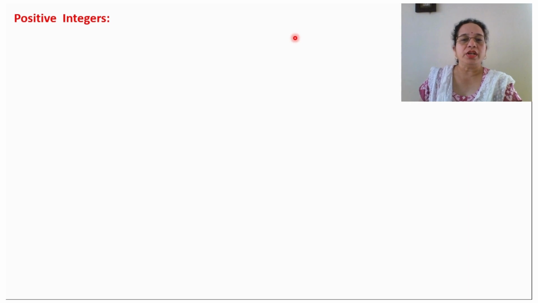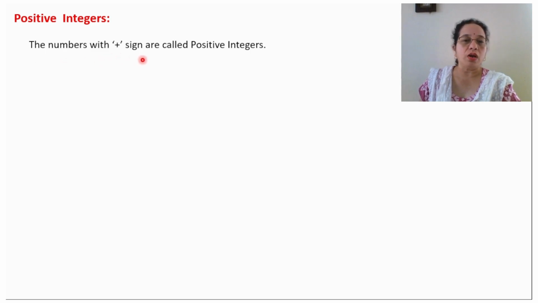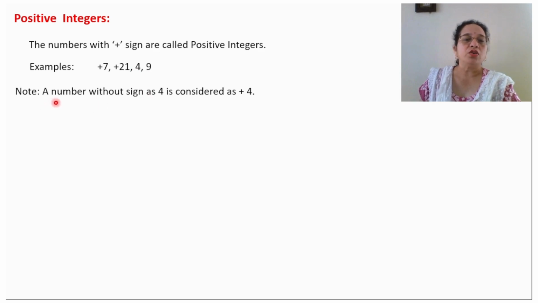Now, what is a positive integer? Just now I used the words positive integer and negative. So, what is a positive integer? The numbers with plus sign are called positive integers. Take the example plus 7, plus 21. But what about 4 and 9? If there is no sign before the integer, it means there is a positive sign. So, a number without sign such as 4 is considered as plus 4. Till now, every time we were writing the numbers 4, 9, 7. What is it actually? This is plus 4, plus 9, plus 7. So, whenever sign is not there, it means it is a positive number.